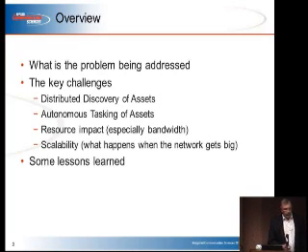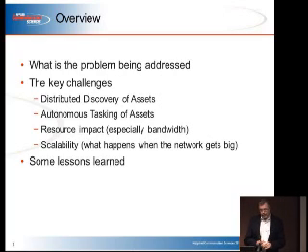So by way of overview, I'll talk a little bit about the problem being addressed, what are the key challenges that we see, and really those key challenges are four major areas that I'm going to discuss today. One is the distributed discovery of assets. And what that means is when you have a large set of assets out that you're trying to use, they may not be your assets, and it may not be a controlled environment. So how do you find out what's out there and what the capabilities of these assets are, so you can figure out which ones you need for the job at hand.